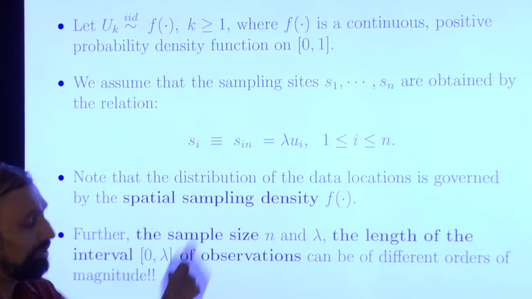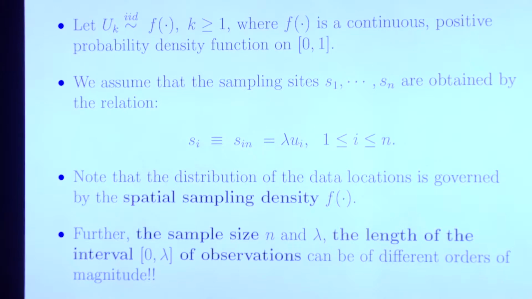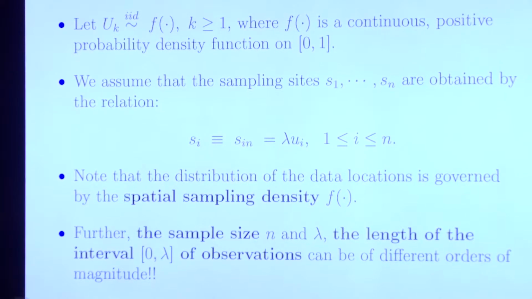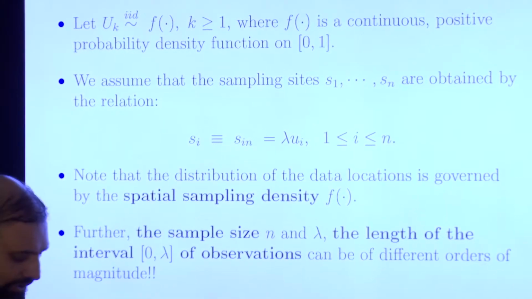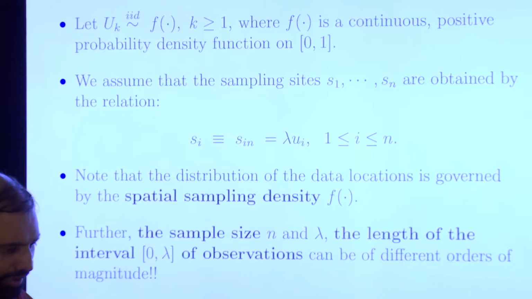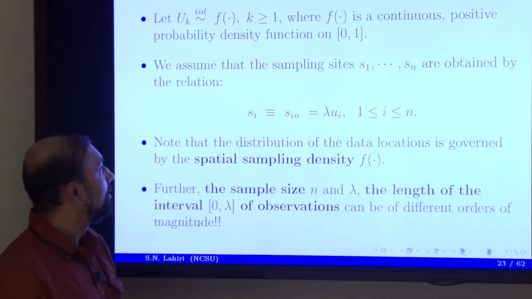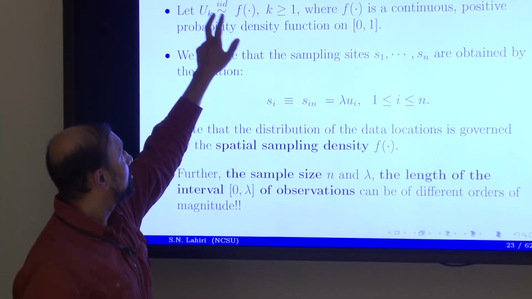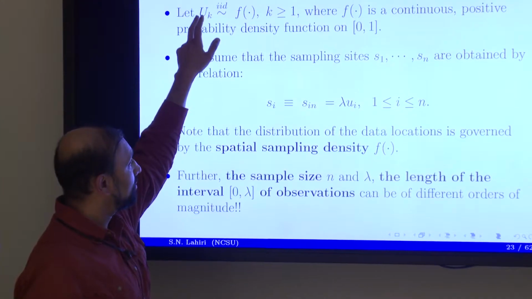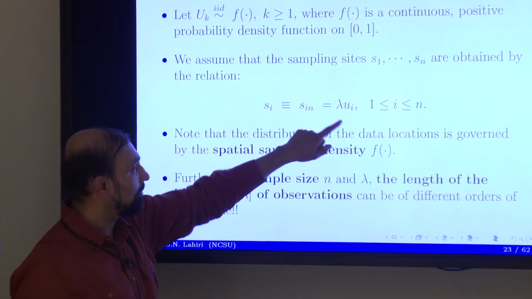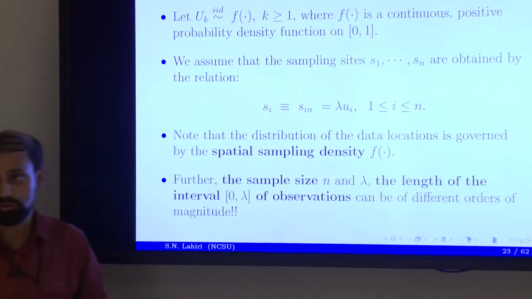So U_i is a number between 0 and 1 with different concentrations. And when I'm looking at S1 through Sn, these are taken over a time interval from 0 to lambda. Okay, so essentially these realizations of these U's are scaled by lambda to give us the locations S1 through Sn.